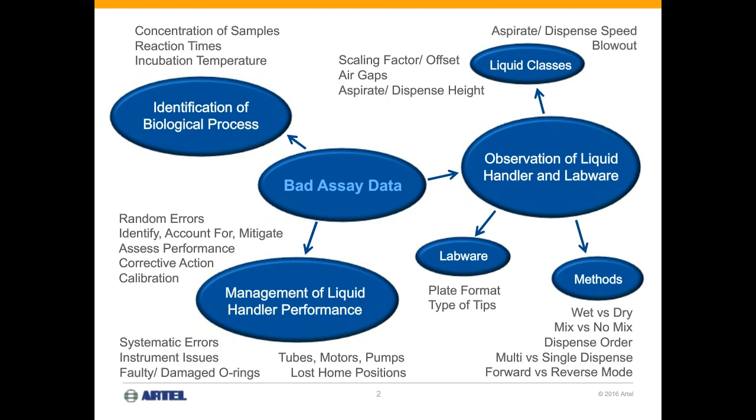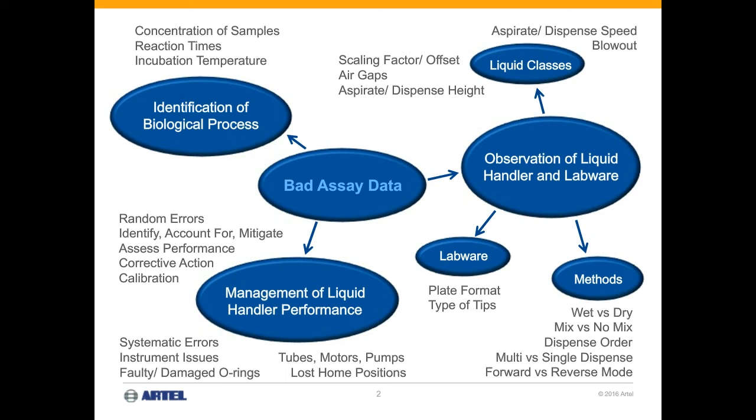You can also look at your liquid classes, your aspirate and dispense speed. Do you have a blowout? Do you not have a blowout? Scaling factor and offset, or the equation, or there are all kinds of different terms for that, for making the plunger move a little bit further or a little bit less to get an accurate volume. Your air gaps: sometimes you need a post-aspirate air gap. Your aspirate and dispense heights. Are you consistently dipping your tip in at the same depth in your liquid?